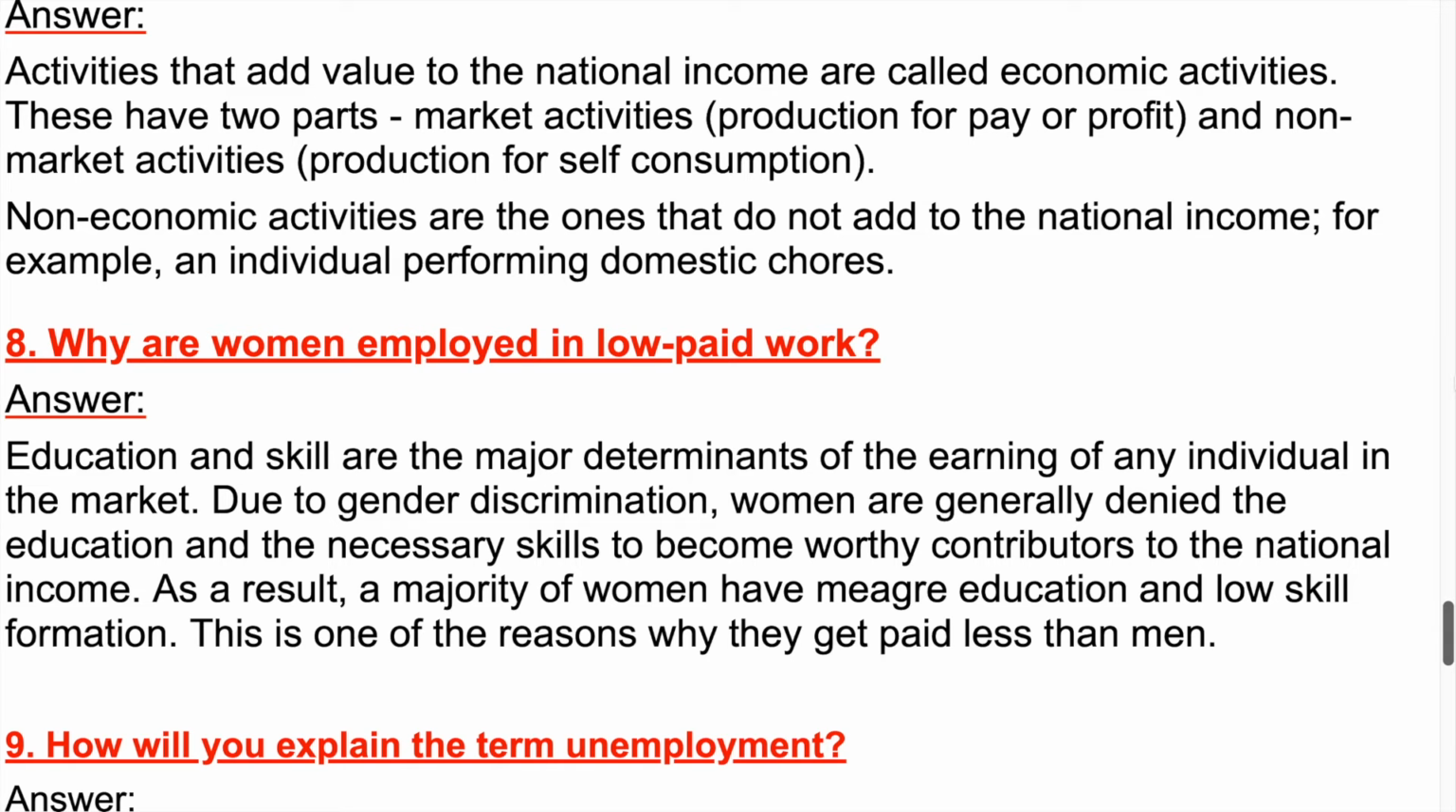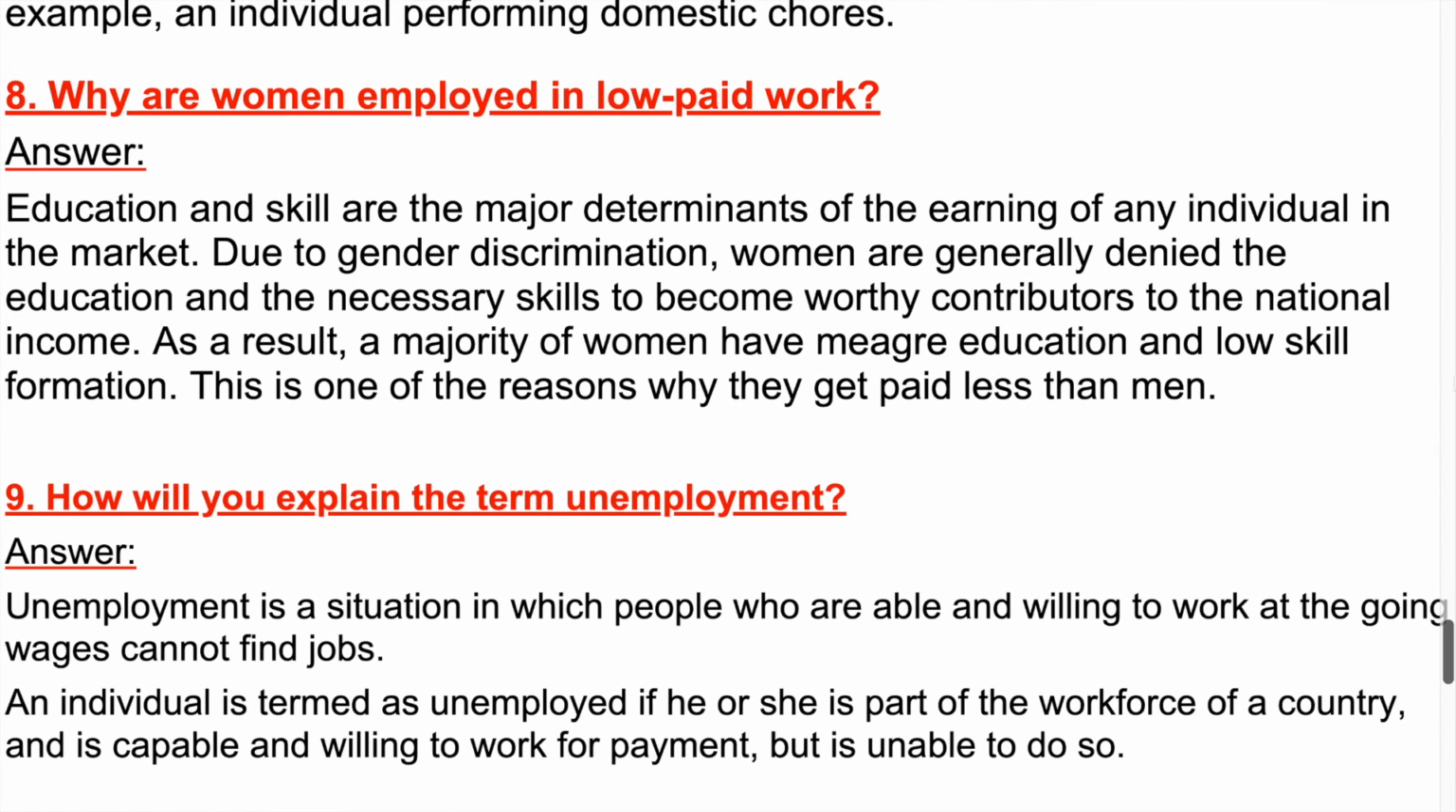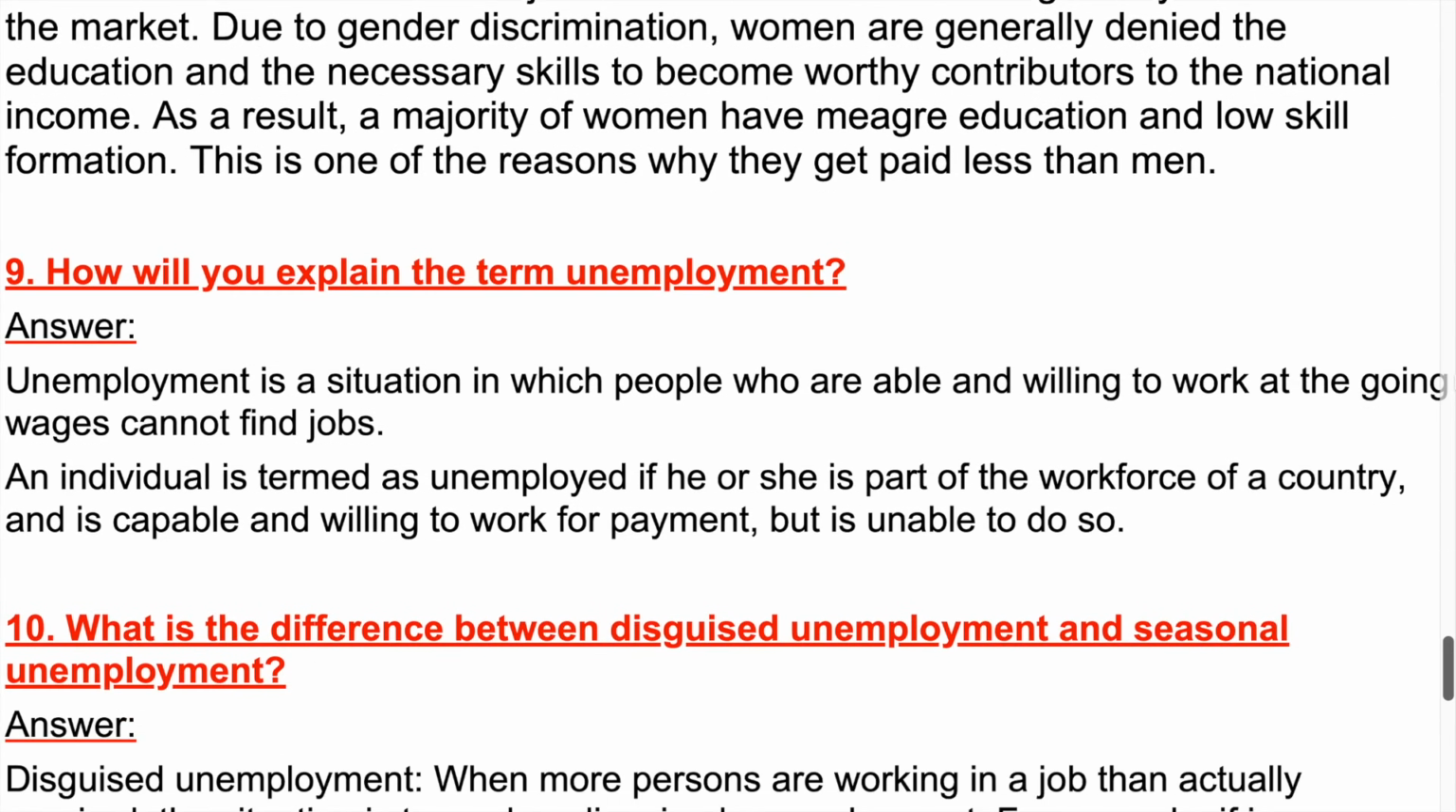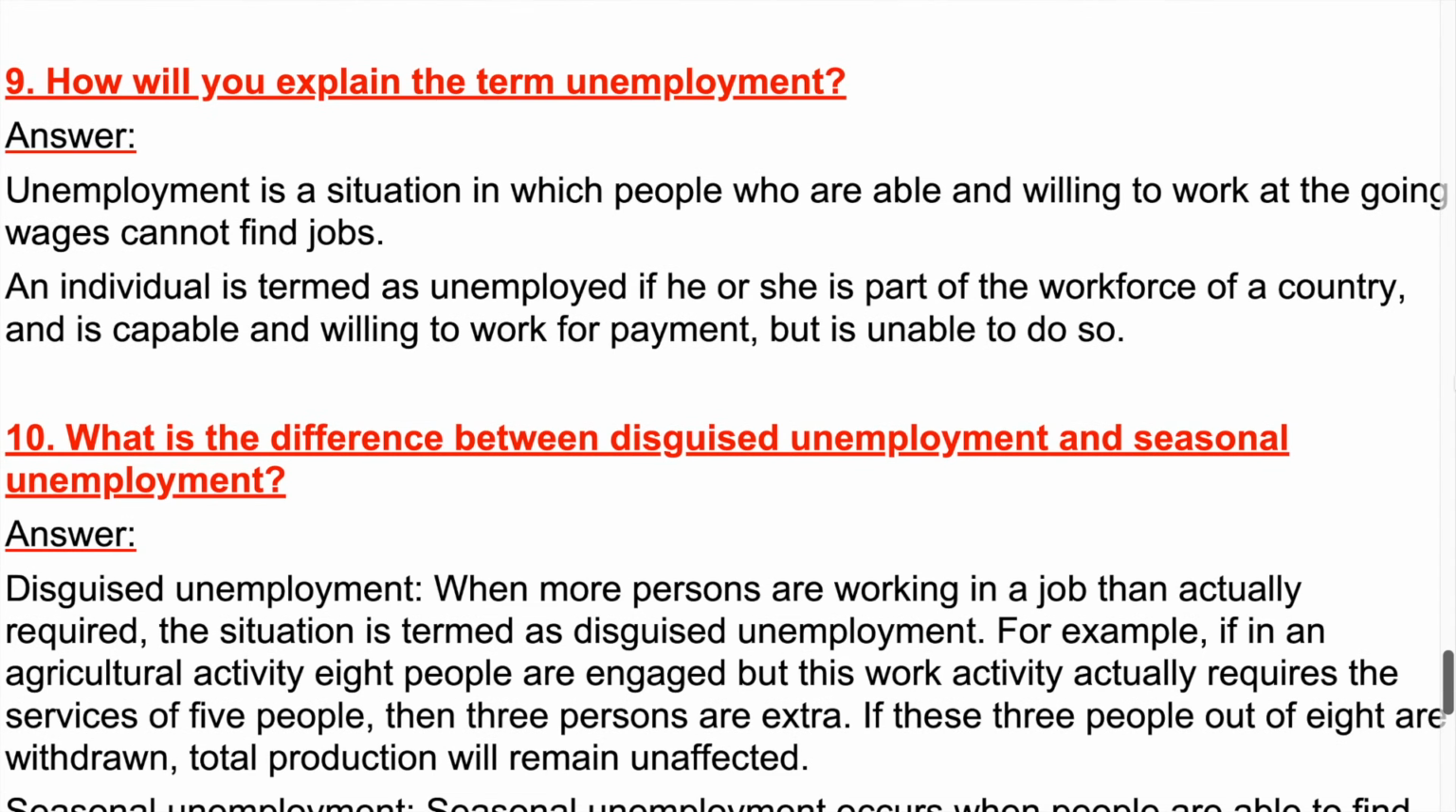9. How will you explain the term unemployment? Answer. Unemployment is a situation in which people who are able and willing to work at the going wages cannot find jobs. An individual is termed as unemployed if he or she is part of the workforce of a country, and is capable and willing to work for payment, but is unable to do so.